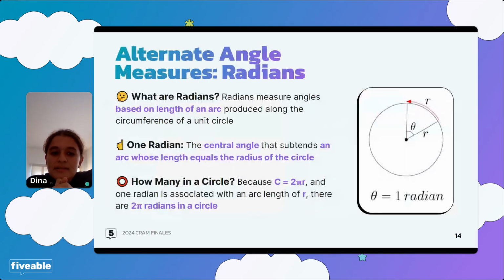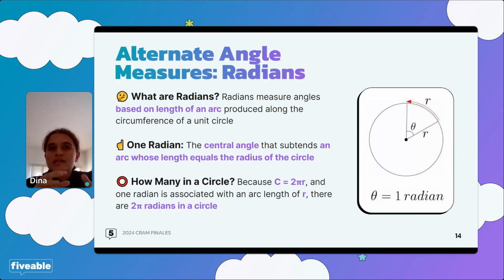So a radian is basically the measurement of angles based on the length of an arc that is produced around the circumference of a unit circle. Radians are really important to know for your AP exam. And it's also really important to know that the length that the central angle covers on the arc is basically equal to the radian of the circle.